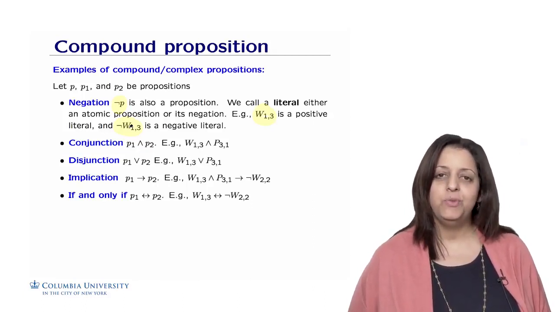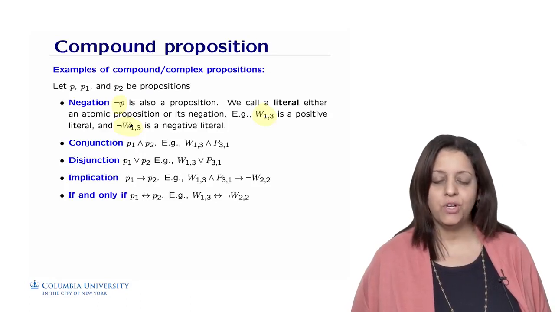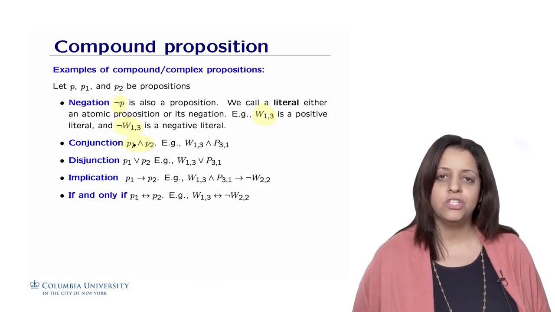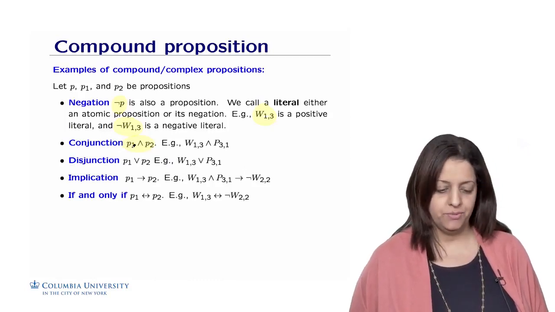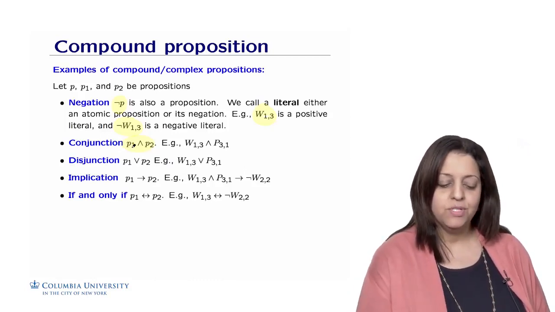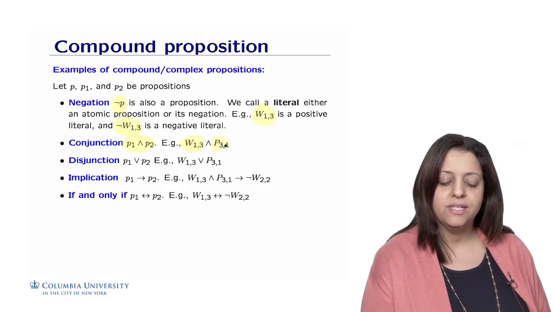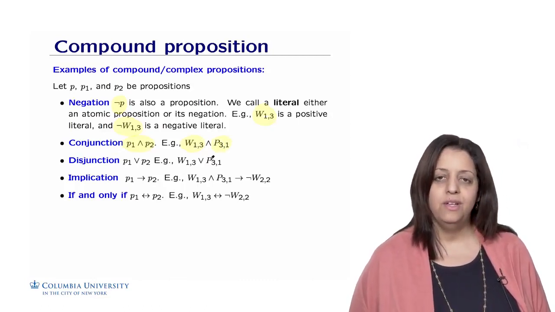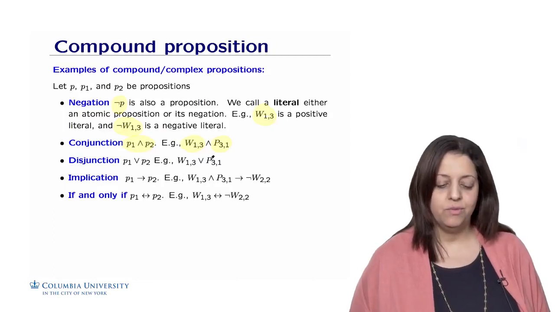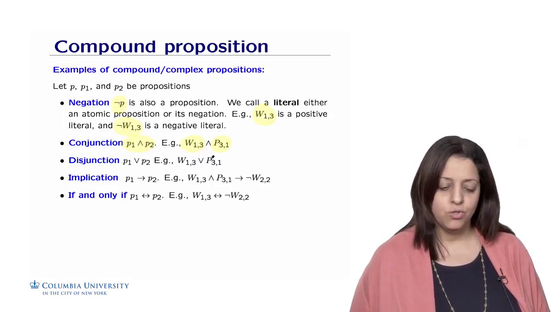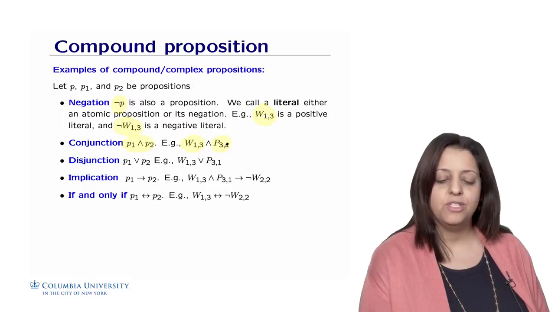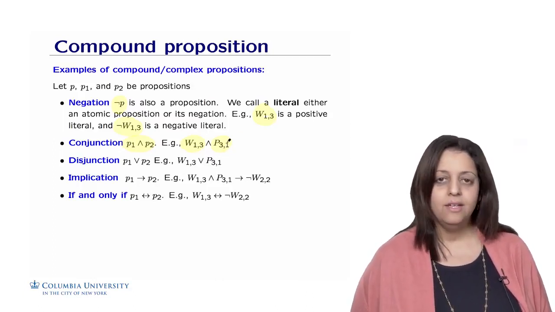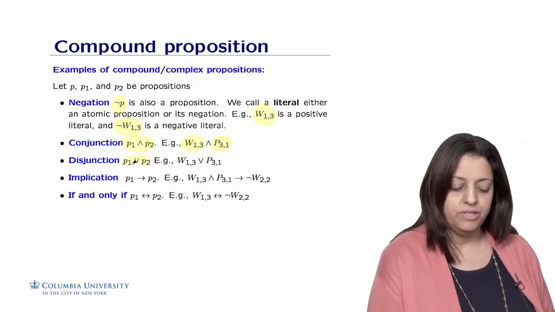The conjunction is when you put atomic propositions together with the conjunction. So if we have P1 and P2, it's the conjunction of both propositions P1 and P2. For example, there is a WUMPUS in 13 and there is a PIT in 3,1 is a conjunction between the fact that there is a WUMPUS in 13 and 3,1. So if there is truly a WUMPUS in 13 and there is a PIT in 3,1, then the conjunction of these propositions is true.